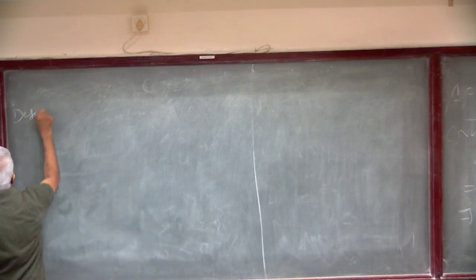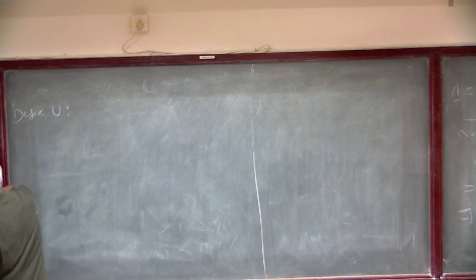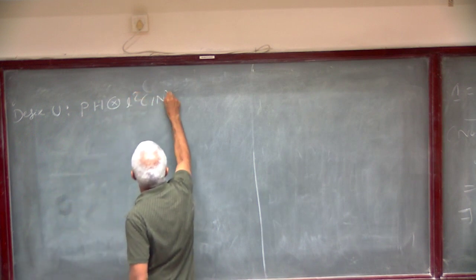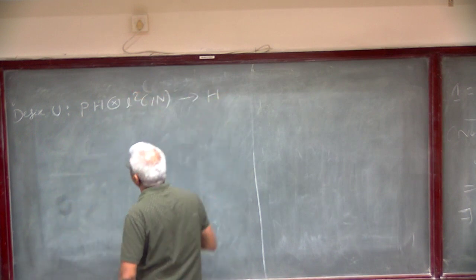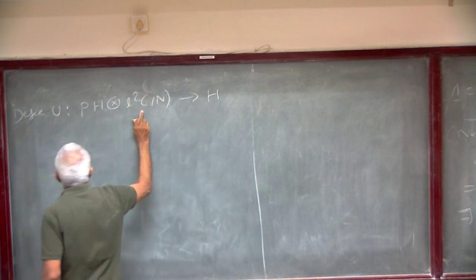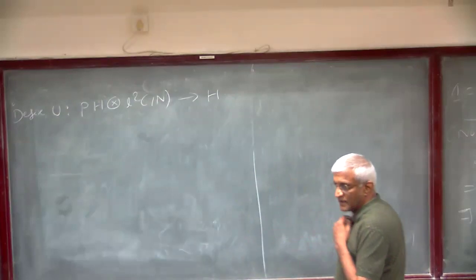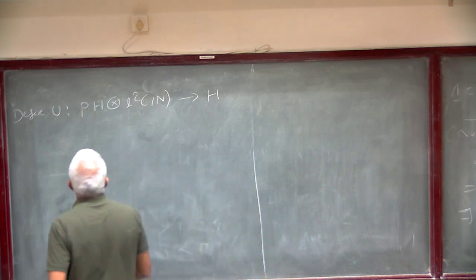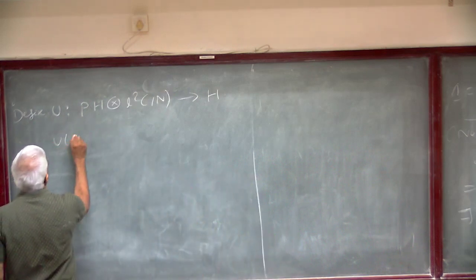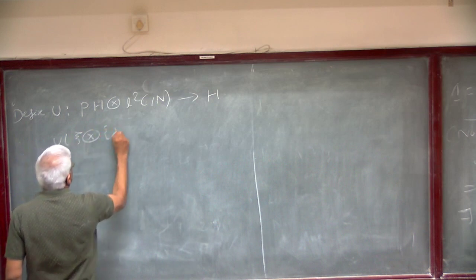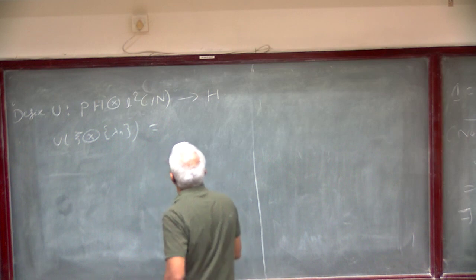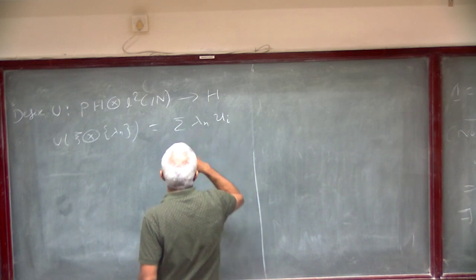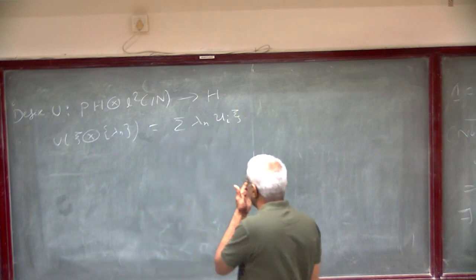Define U from PH tensor L2N to H by. So how is anything? L2N is a sequence of scalars, infinite numbers. So where U of xi tensor a sequence lambda n is equal to summation lambda n Ui xi, right?